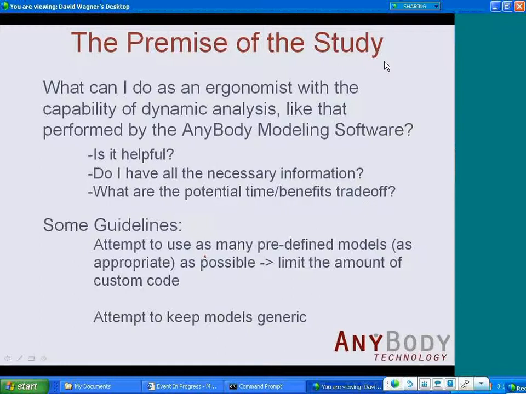And does it provide me any additional information? Do I have all the necessary information to run this analysis? Do I have to collect more? Can I just use the information that I normally use for static analysis with this new fancy dynamic analysis? And then what are the potential time-benefit trade-offs? Does it take the same time to set up, or do I have to go through quite a bit of setup and tweaking to make this potentially work?